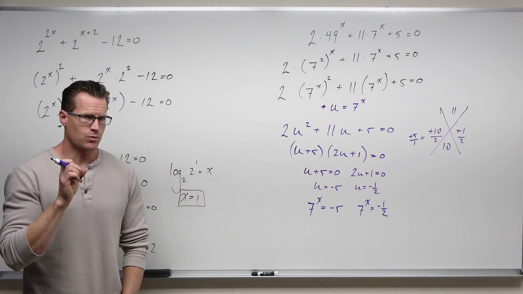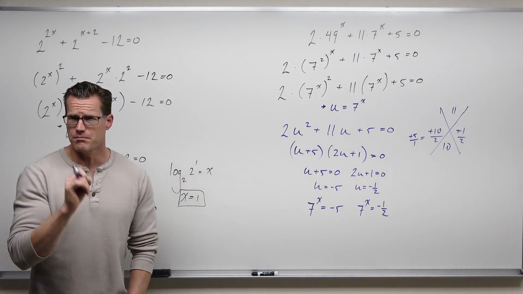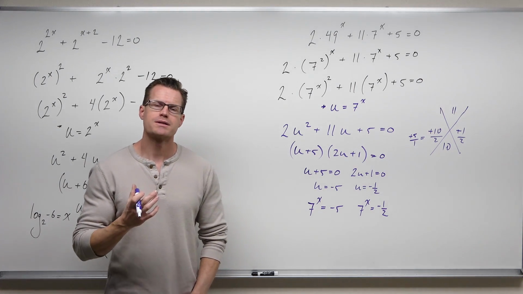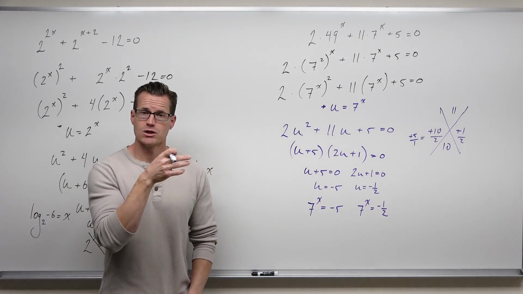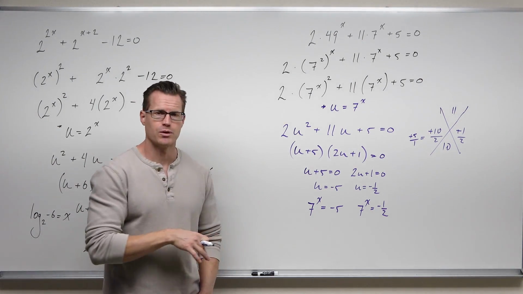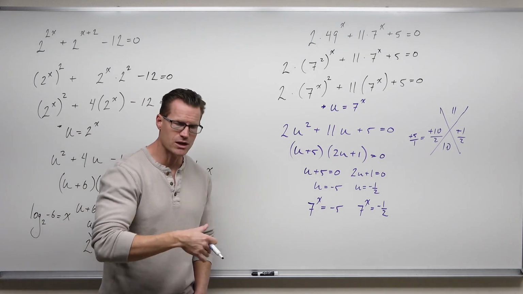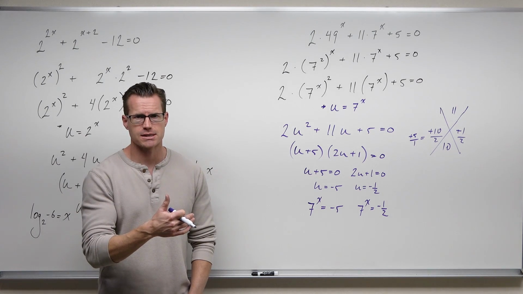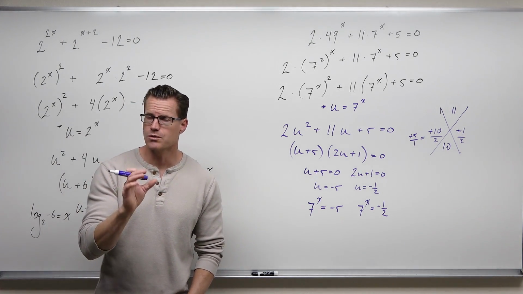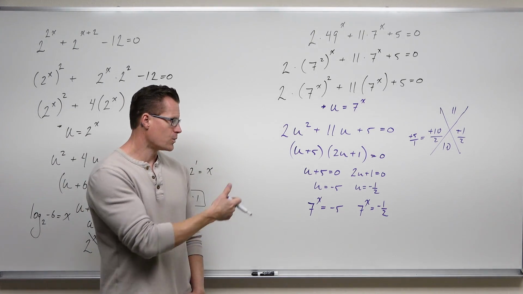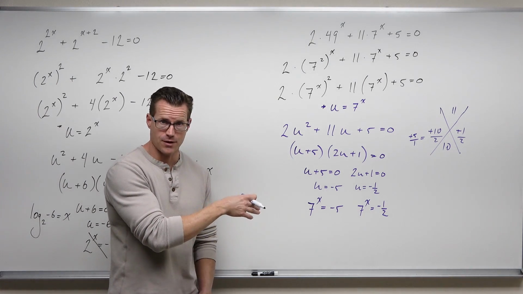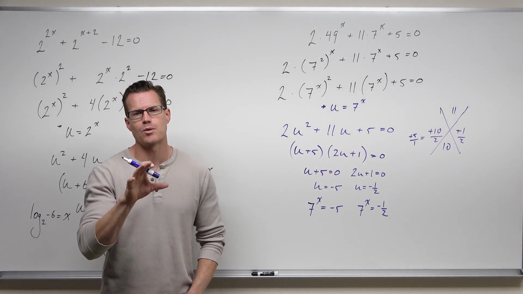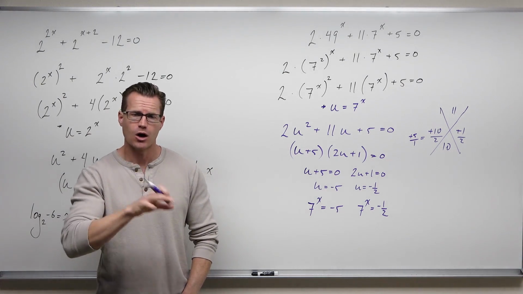Now, I'm going to make real clear, this is not a domain issue for your exponential. You can plug in anything that you want. This is a range issue. This is saying, what can you plug in to get this output? You can't. It's a range issue. There's no way to get out -5 and -1/2 from 7 to the x. It becomes a domain issue for our logarithm if we were to try to do it. We'd get log base 7 of -5 and log base 7 of -1/2. That's a domain issue because it came from a range issue of an exponential. Hope that makes sense.